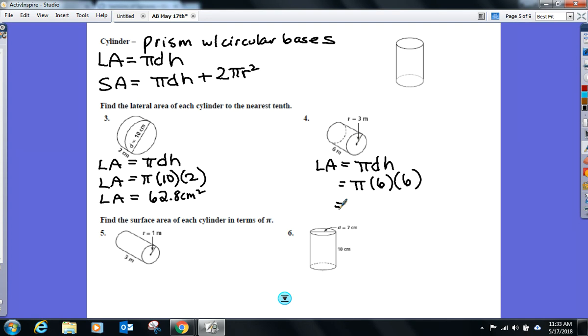And what do I have here? 113.1 square meters. Yep. Ooh, leave your answer in terms of pi. Love it. Love it. Here we go.